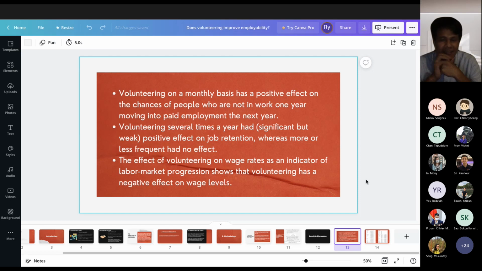And moreover, volunteering does not help people get on in their career in terms of earning more. However, volunteering does help build up an individual's skills, confidence, work practices, and social contacts, but it does little to address any limits within the demand side of the labor market.